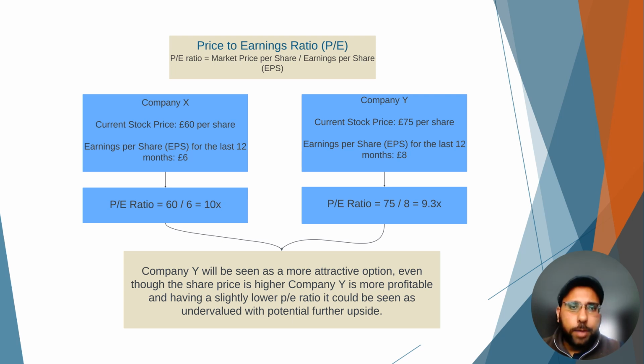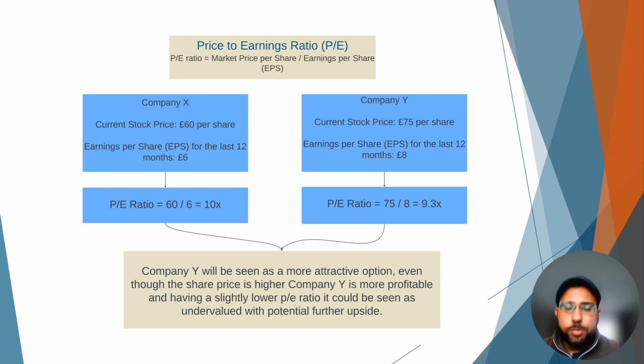So P ratio is equal to the market price of the share, divided by the earnings per share. Remember, earnings per share can be found on your income statement. Okay, so company X has a market price of £60 per share, and it had an earnings per share over the last 12 months of £6. So they've got a P ratio of 10. Company Y has a current market price of £75 per share, but has an earnings per share of 8, which gives it a P ratio of 9.3.